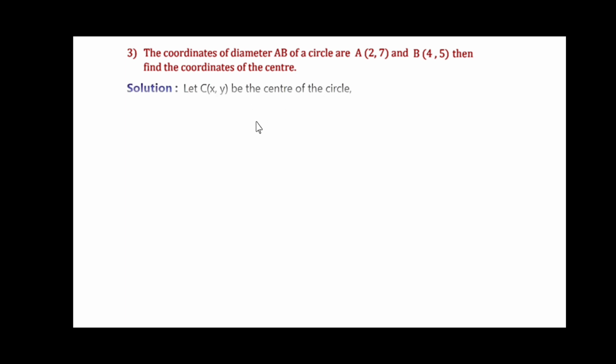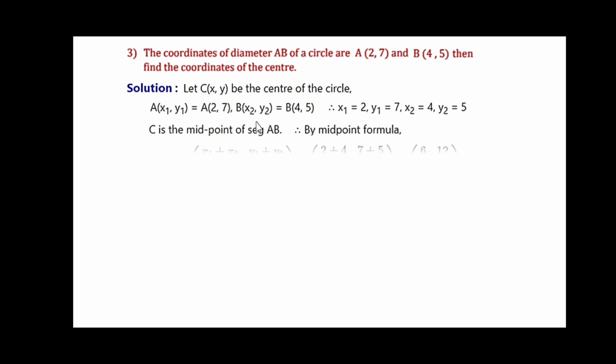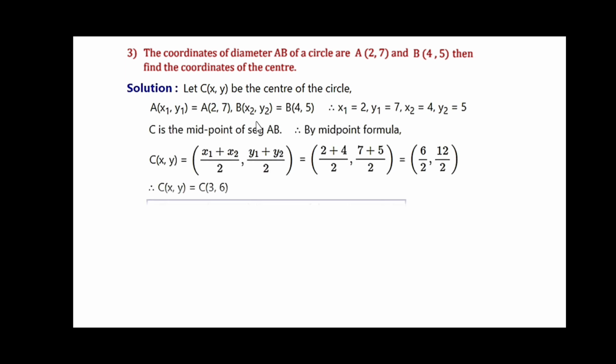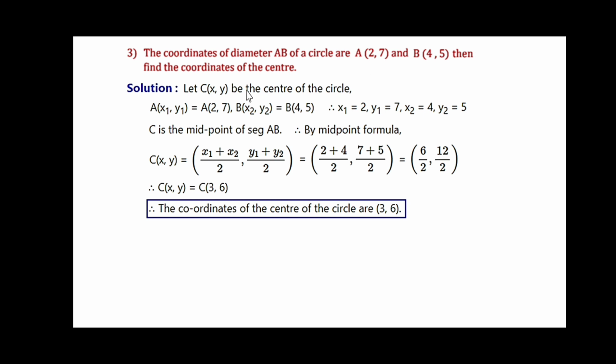See the next one. The coordinates of the ends of a diameter of a circle are A(2,7) and B(4,5). Then find the coordinates of the center. Friends, you know the center of the circle is the midpoint of the diameter. Let C(x,y) be the center of the circle. Here A(x1, y1) is (2,7) and B(x2, y2) is (4,5). x1 is 2, y1 is 7, x2 is 4 and y2 is 5. C is the midpoint of the segment AB.